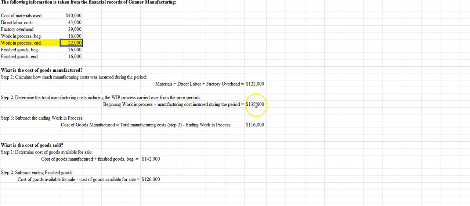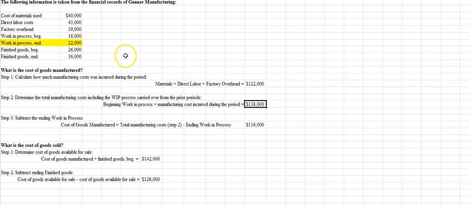So I must have finished, you take 138 and you subtract 22, I must have finished $116,000. So $116,000 is the cost of goods manufactured. Or more specifically, it should say cost of finished goods manufactured, right? You finish $116,000 and you have $22,000 that's in process for a total of $138,000, which we already calculated here, right?